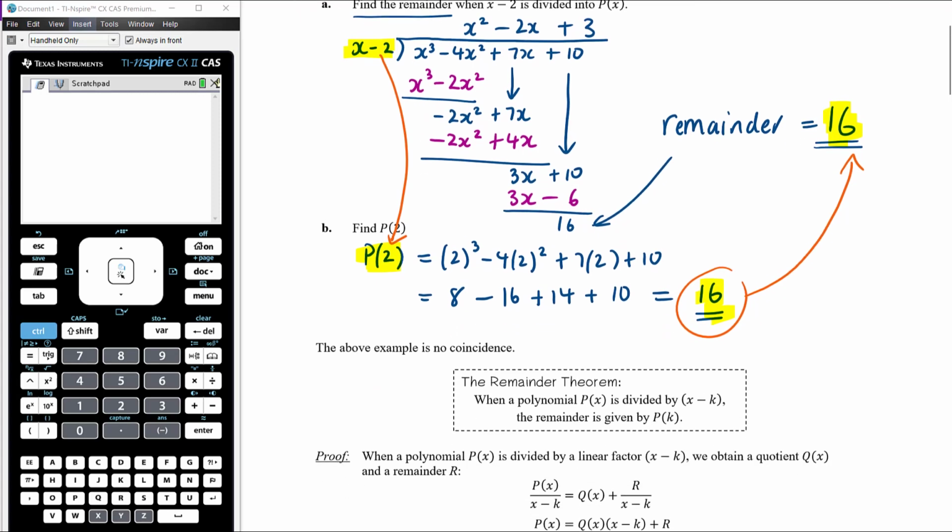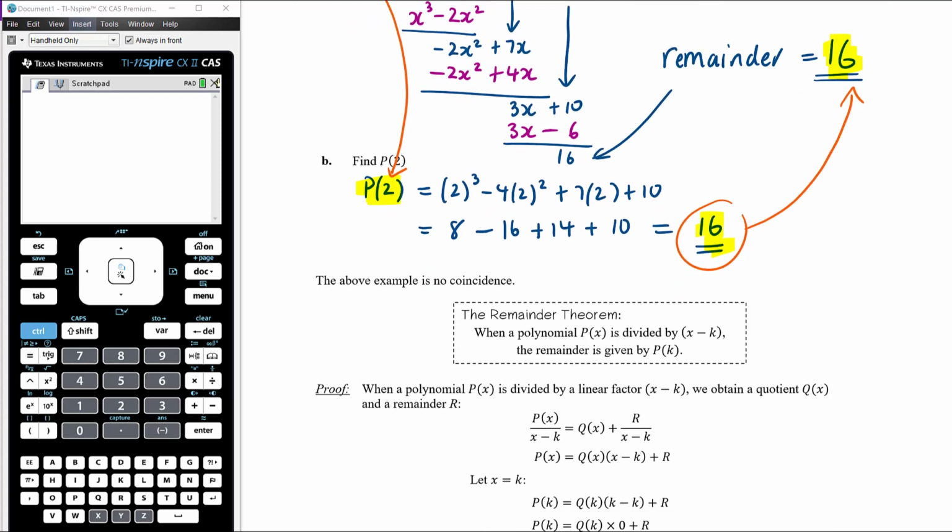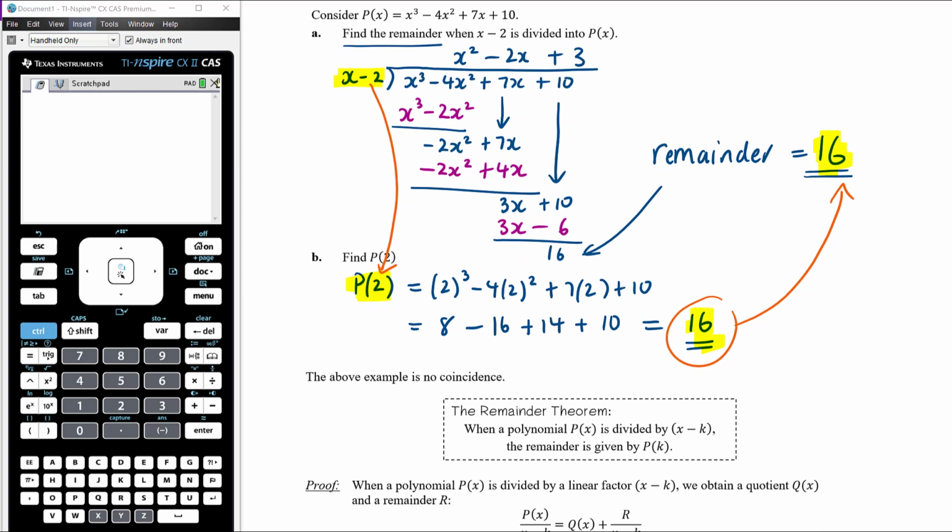So let's have a little look at this. This is something called the remainder theorem. When we take a polynomial, p of x, and we divide it by x minus k, just as we divided it by x minus 2 up here, in this case k was 2, the remainder is given by p of k.